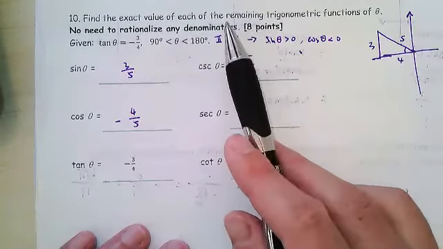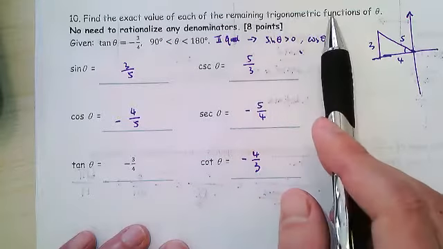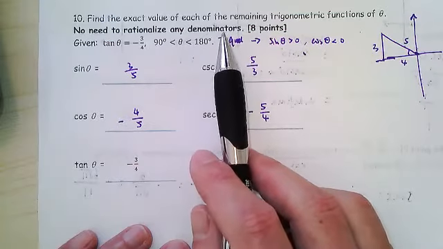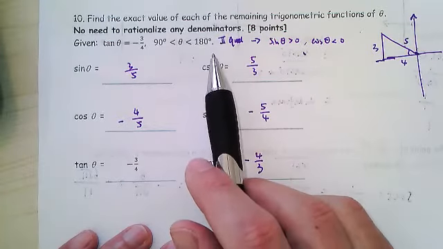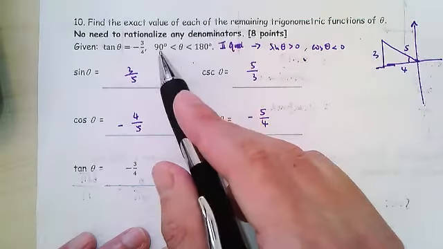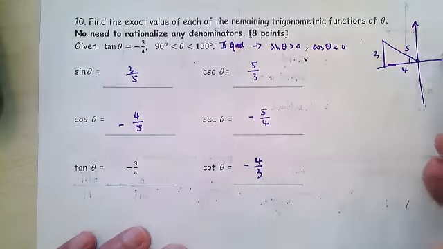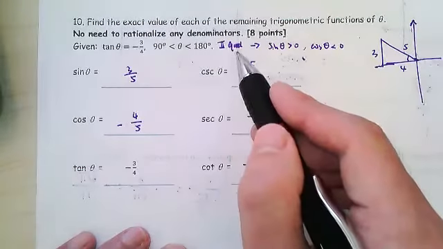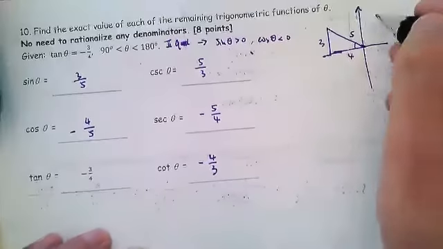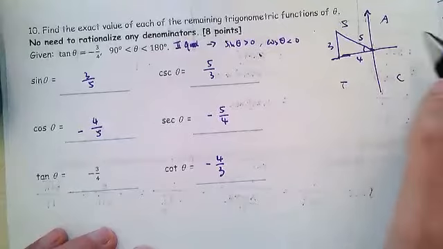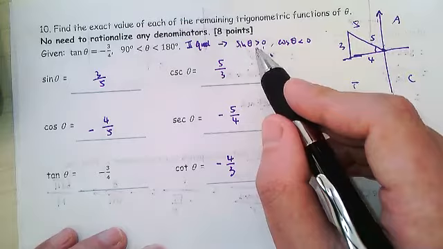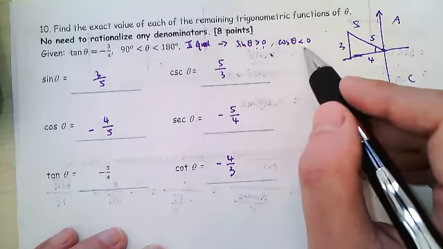Question 10. Find the exact value of the remaining trigonometric functions. No need to rationalize any denominator. Okay. First of all, which quadrant are we working in? You are working from 90 to 180. So it's the second quadrant. Second quadrant implies the ASTC rule, all students take calculus. S is positive, sine is positive, and all other functions are negative. So cosine is negative.